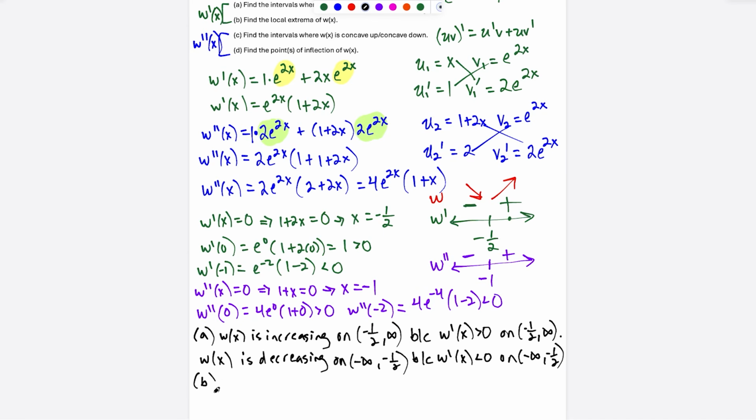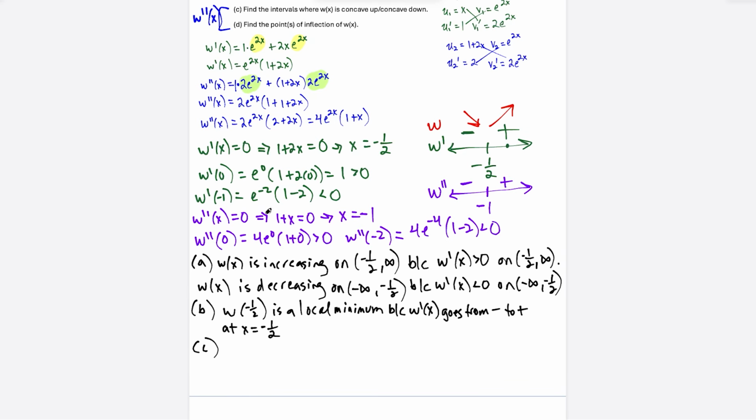For part B, I could say that w of -1/2 is a local minimum, and our reason is that w prime changes from negative to positive at x equals -1/2. For part C, we could say that w is concave up on the interval from -1 to infinity because w double prime is positive there. And then w would be concave down from -infinity to -1 because w double prime is negative on that interval.